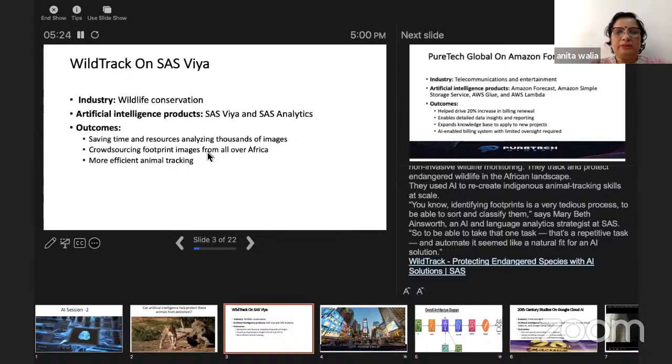So what they do is, initially they used to take an image of all these footprints and create a database, and then analyze how many of a particular species are left, how many died, how many new births, especially of endangered animals, and how to protect them.